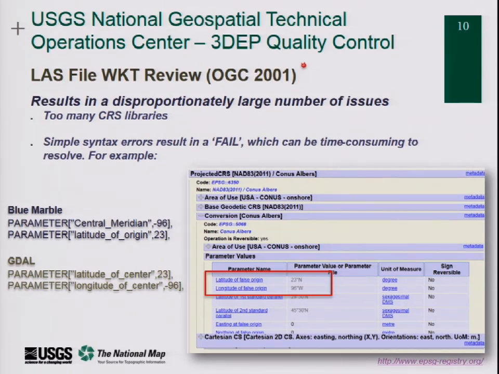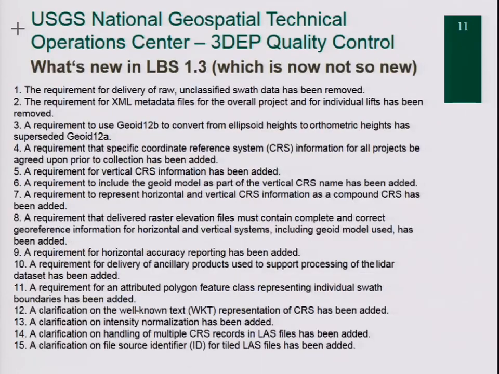So it's really frustrating, but it's unfortunately what we're stuck with at this point, because all of our data have to be machine readable. So it's really important that coordinate reference system information be embedded in the files properly. There's no way I'm going to read all this. I don't expect you guys to, and I'm getting a little bit short on time, so I'm going to rip through this. The next two slides show basically what's new in LiDAR Base Spec 1.3, which really isn't so new. This came out about a year ago.